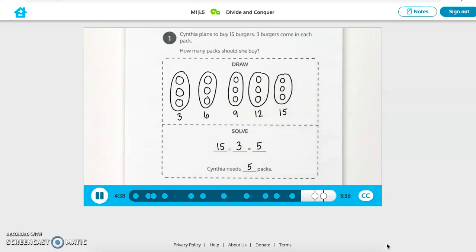Nice! Why did we stop at 15? Because Cynthia only needs 15 burgers. You've got it. What do you notice about these numbers, Ethan? It's like counting by 3. We counted 5 threes in all. That's right. Skip counting also shows us that Cynthia needs 5 packs.